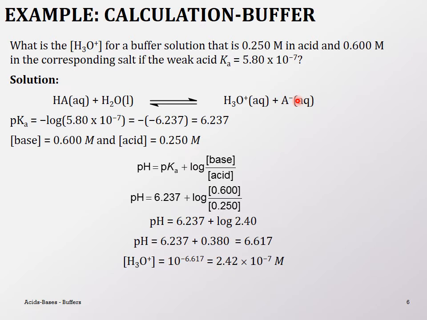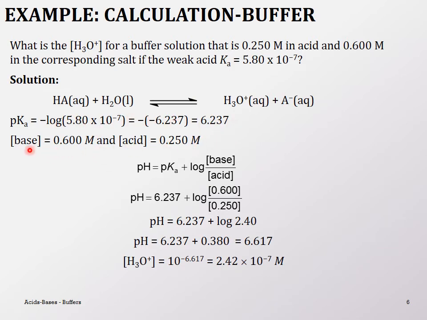You're going to be using the Henderson-Hasselbalch equation. So all you need to know is what is your acid and what is your conjugate base, okay? So here you're calculating the hydronium ion concentration, which means that you don't know the pH of the solution. Ka is given to you, so you calculate the pKa of that, which is then 6.237.